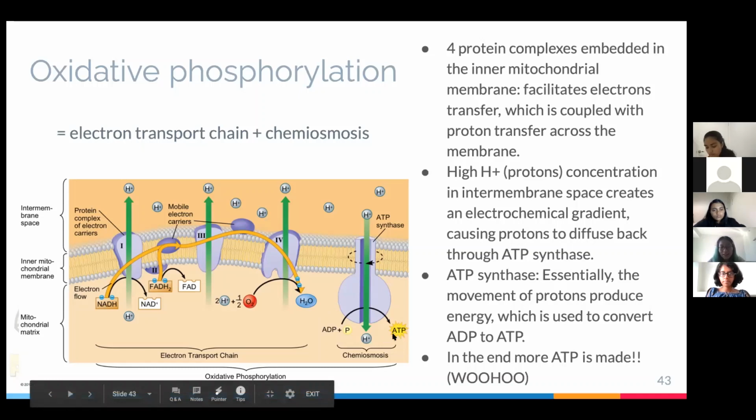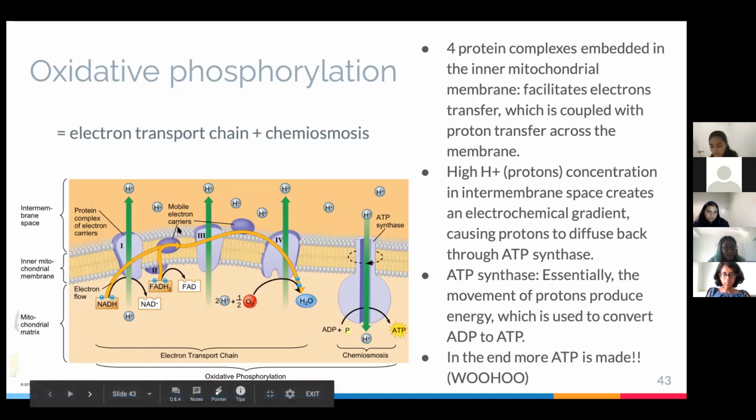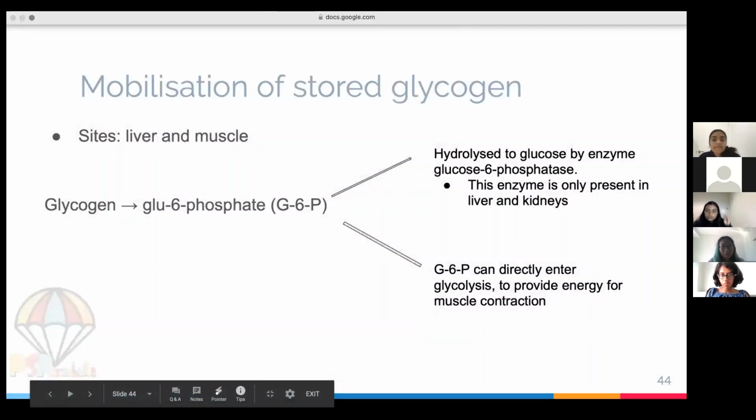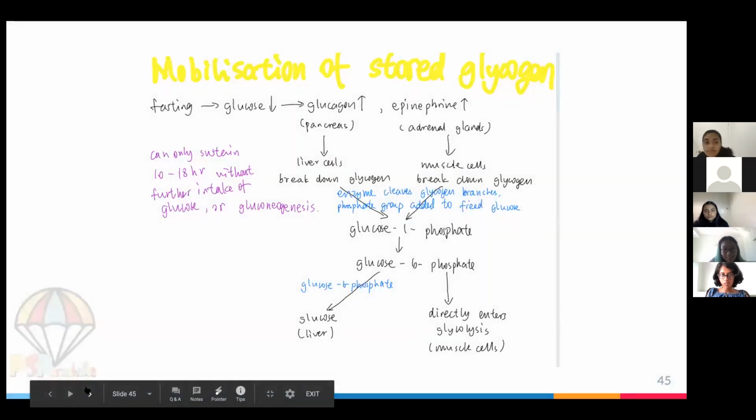So in the end, ATP is made, and that means we've packaged some energy for the body. I don't know if that explanation makes sense, but this is confusing for a lot of people. And where's my diagram?